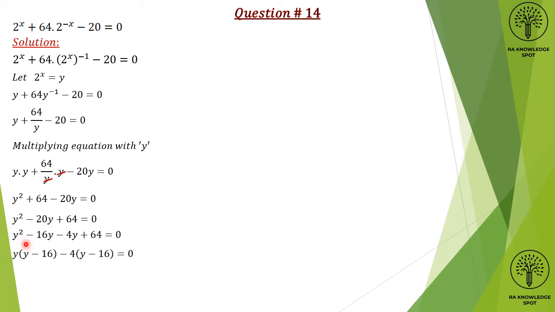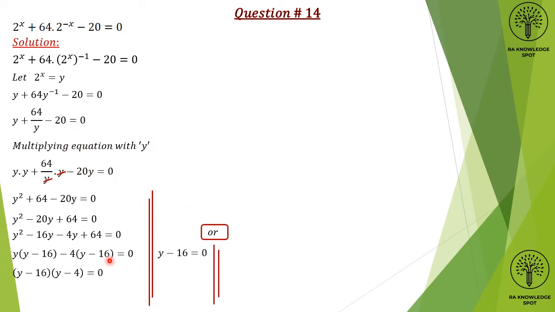Then taking y common, we'll get this one. All the steps you already know very well. This is y minus 16 and y minus 4. Then one by one. Yes, now y minus 16 is equal to 0, then you get the value of y, that is 16. Now y minus 4 is 0, you get y is equal to 4.